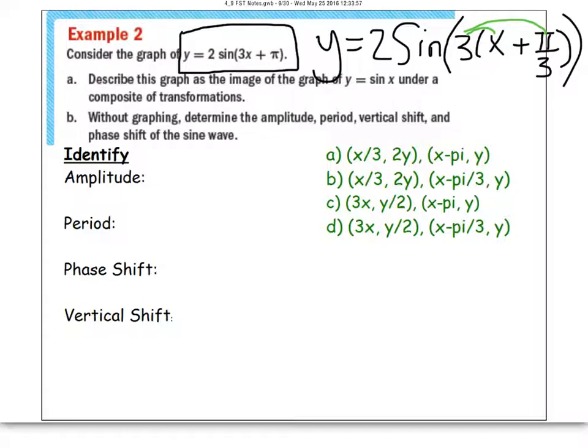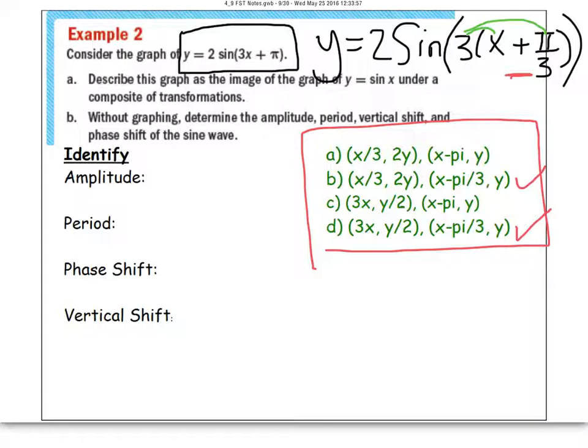Now you can interpret the ordered pair rules. Here are the 4 choices. One of these 4 is the correct answer. Well, one thing I know, x has to be subtracting pi over 3. So it's going to be either this or this. There is nothing adding or subtracting to the y, so there is no vertical shift. Now here x is being multiplied by 3, so we actually are going to divide x by 3 and multiply the y by 2. So letter B is the correct ordered pair rule for this.